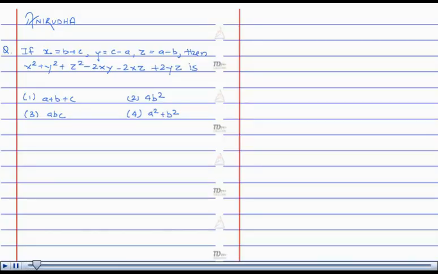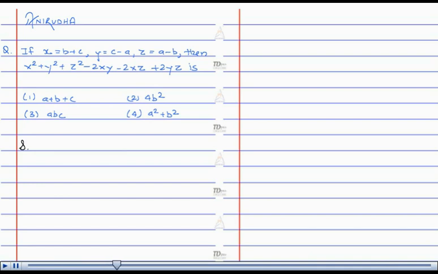Hello, I am Anirudh. The question is, if x is equal to b plus c, y equal to c minus a, and z equal to a minus b, then x square plus y square plus z square minus 2xy minus 2xz plus 2yz is. Let's see the solution.